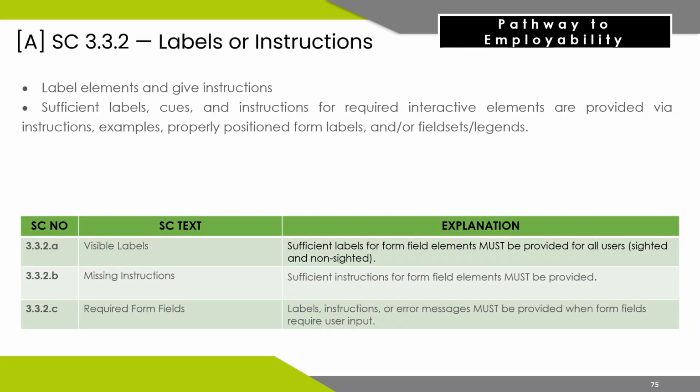The requirements for success criterion 3.3.2 Labels or instructions are: 3.3.2.A Visible labels. Sufficient labels for form field elements must be provided for all users, sighted and non-sighted. 3.3.2.B Missing instructions. Sufficient instructions for form field elements must be provided. 3.3.2.C Required form fields. Labels, instructions, or error messages must be provided when form fields require user input.